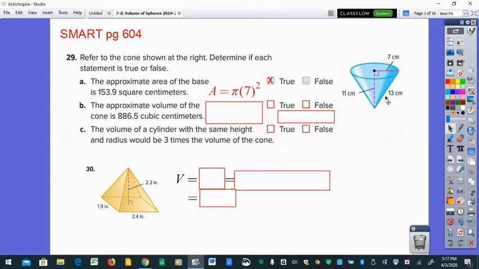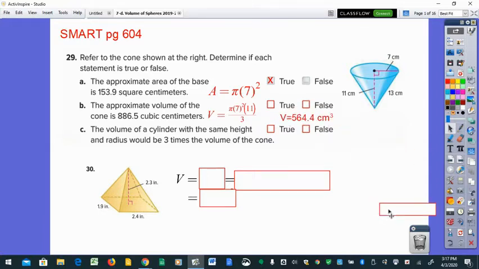Now we want to know about the volume of the cone. So the volume of the cone is going to be that same measurement times the height, and then take a third. You'll see that pi 7 squared in there. That's the area of the base. Multiply it by the height. If you stopped there, you'd have a cylinder. But when you divide it by 3, you'll get the volume of the cone. If you do that math, you'll get about 564.4 centimeters cubed, because we're now talking about volume. And since we were looking for 886, that particular part would be false.